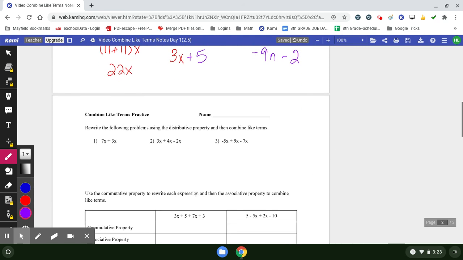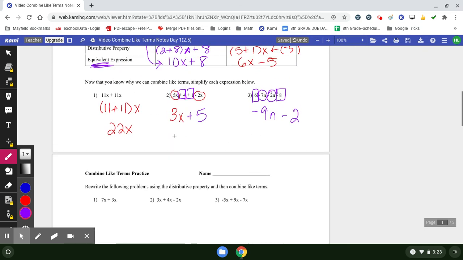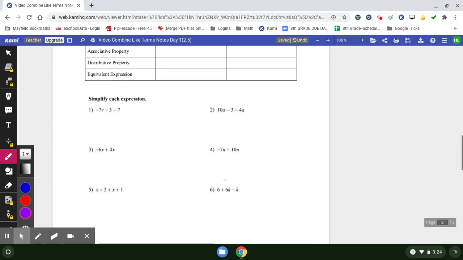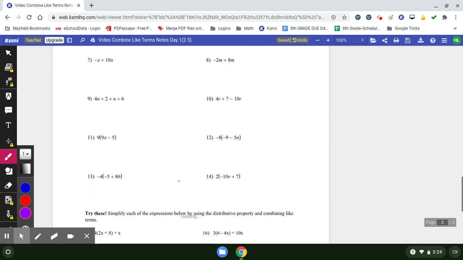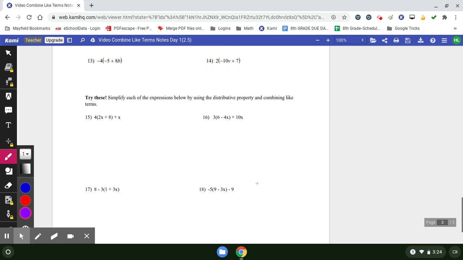Right now you are going to do the practice problems. So you need to do the practice on the first page, follow exactly what we did on the notes. It's the same directions. And then you will simplify each expression. And then on the second page, there's more to practice. 15 through 18 are like what we did on the Google Meet today.